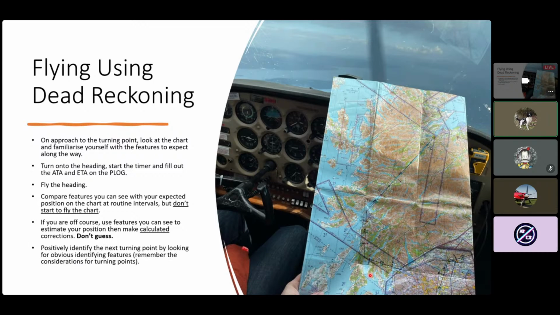Positively identify your next turning point by looking for obvious identifying features. And remember the considerations we made for the turning points and how we picked the points for the flight we've just planned. So we looked at Stirling. It's got a highway running north to south to the west of it. It's got a really windy river that runs right through the middle of it. It's got hills with a wind farm right in front of it. So as you're flying along, you're looking for these things. You want to have at least 3 or so that positively identify what you can see, what you think is your turning point to be the turning point.